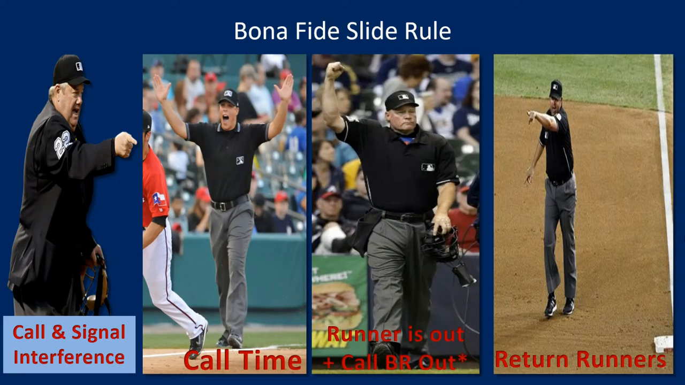When you see a situation where the runner has not engaged in a bona fide slide, you're going to call and signal the interference. You're going to call time. The runner is called out, and call the batter runner out, or whoever they're making the double play on, and you're going to return any runners if necessary. If there are other runners, in the example we saw, bases were loaded, so those other runners needed to return. So there is taking a look at the bona fide slide rule.